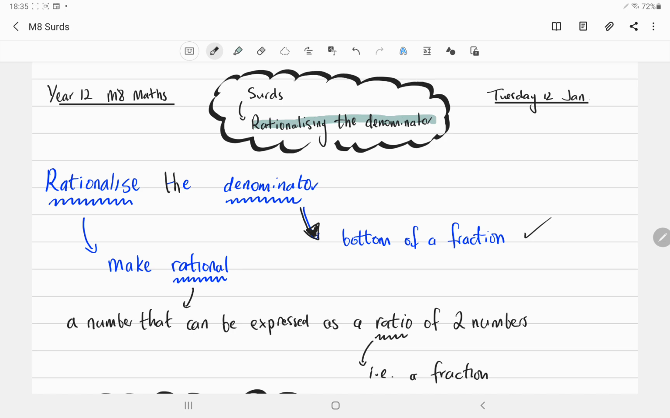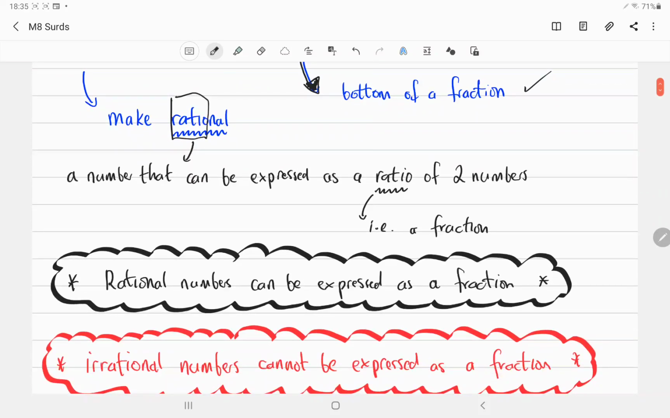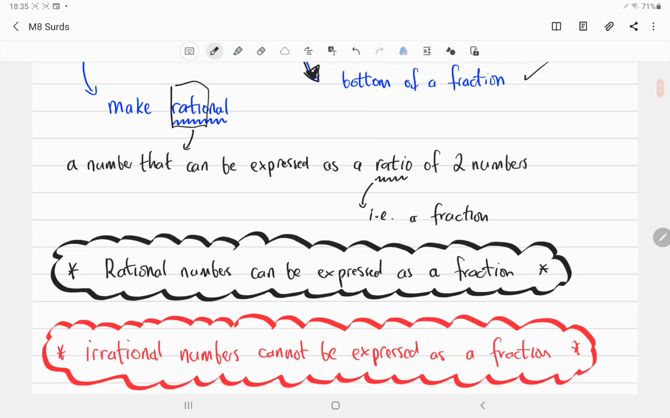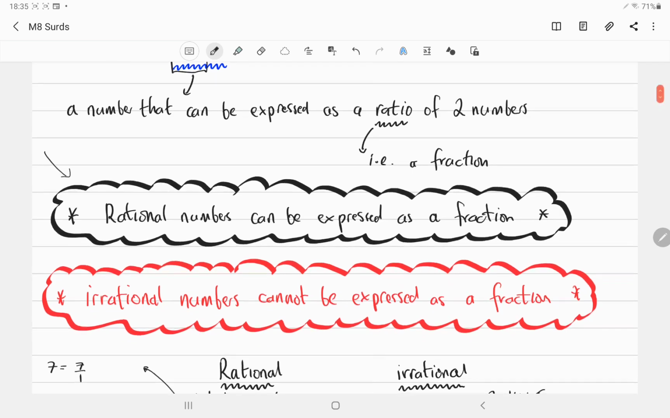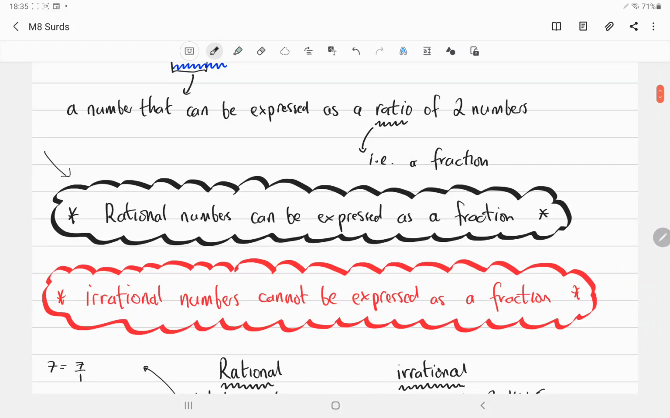To rationalize means to make something rational. So then you have to understand, well, what is a rational number? A rational number is one that can be expressed as a ratio of two numbers. Whenever we talk about a ratio of two numbers, really we're talking about a fraction. So rational numbers can be written as fractions. Any number that can be written as a fraction is rational, but irrational numbers are numbers that cannot be expressed as a fraction. They cannot be expressed as a ratio of two other numbers.